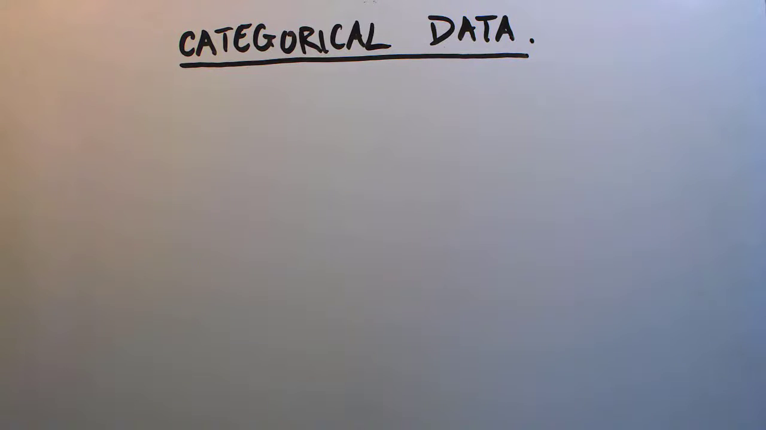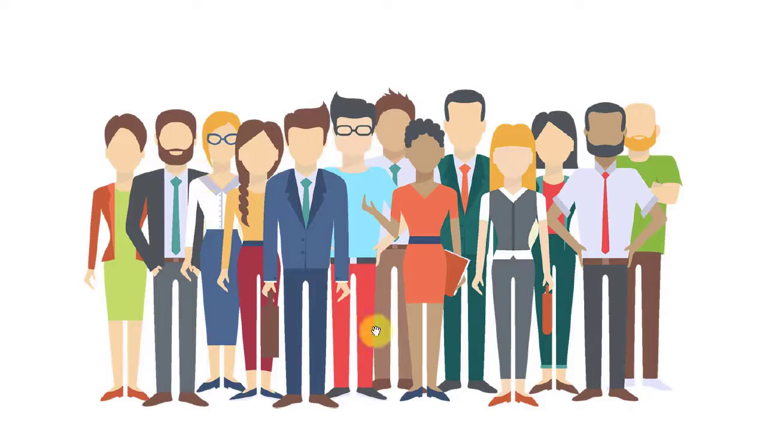Let's talk a little bit about categorical data. To have a solid understanding of what categorical data is, let's have a look into a first brief example here. So let's look over to my computer screen here, and what I have here is simply a picture that describes a group of people.